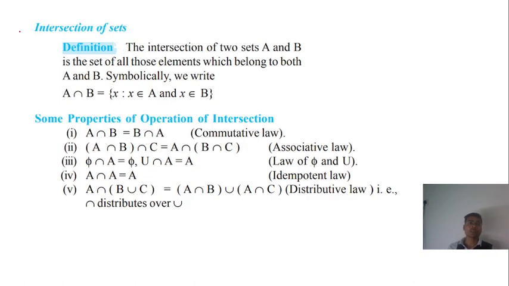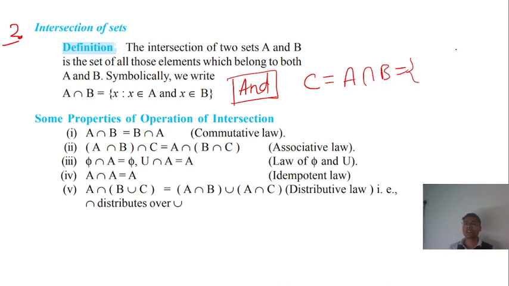Coming to our second operation on sets, that is intersection. Intersection is basically, you can assume, the common part between sets A and B. Here we will use the word and: a set C is said to be the intersection of sets A and B if the elements present in set C are present in set A as well as in set B.